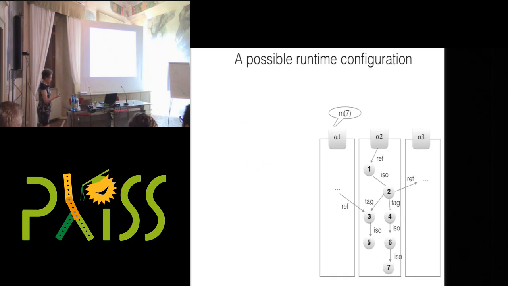So here is a possible runtime configuration. I have got 3 actors, alpha 1, alpha 2, alpha 3. I'm only interested in the objects that are owned by alpha 2. So the boxes are talking of ownership. If you know me in some other life, I have worked in ownership types.